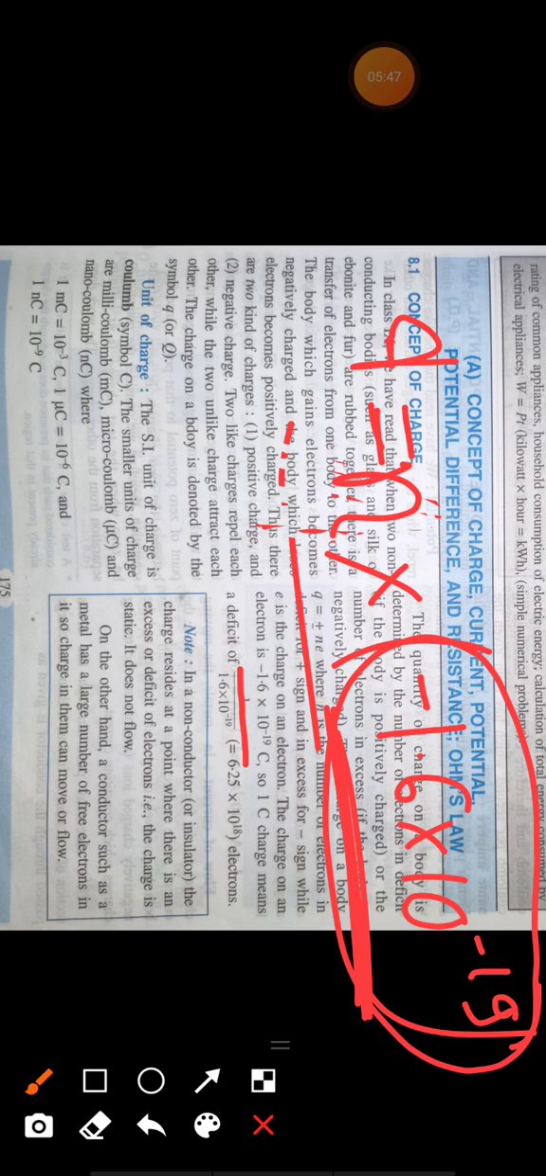That means the charge is always an integral multiple of 1.6 into 10 to the power minus 19. So you cannot give any arbitrary amount of charge. The charge is always an integral multiple of 1.6 into 10 to the power minus 19. And what is this?